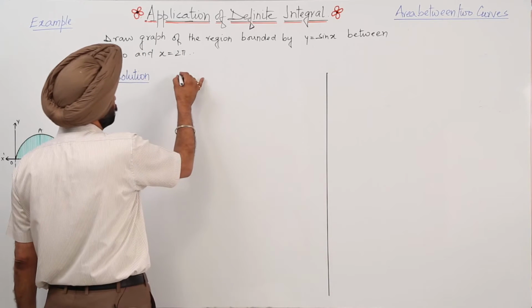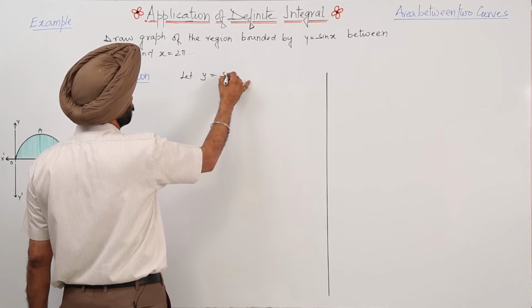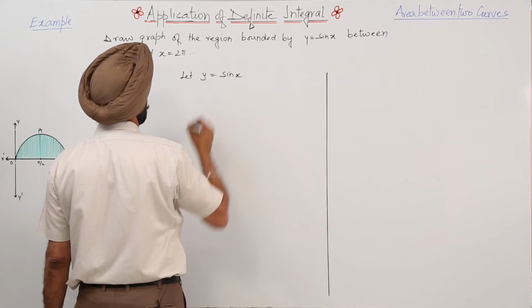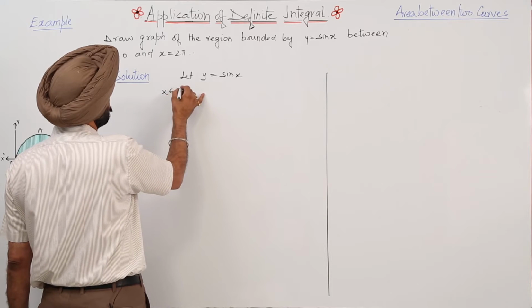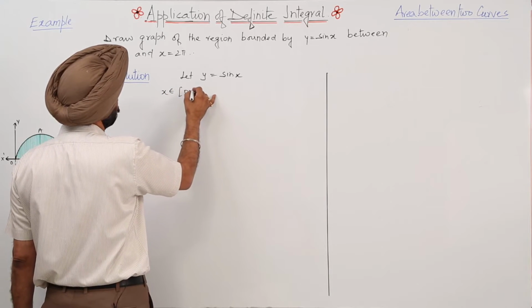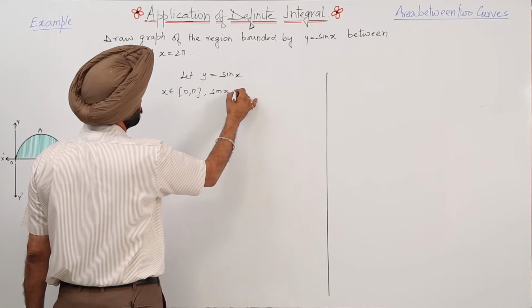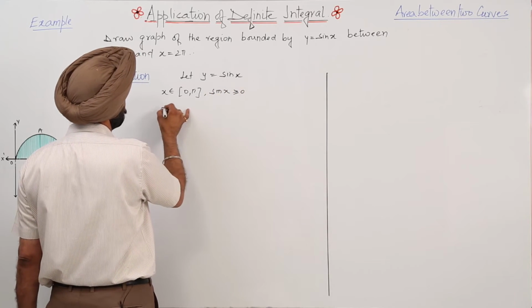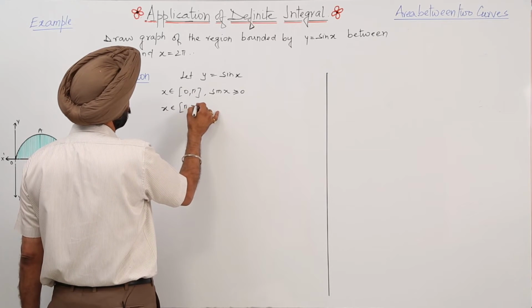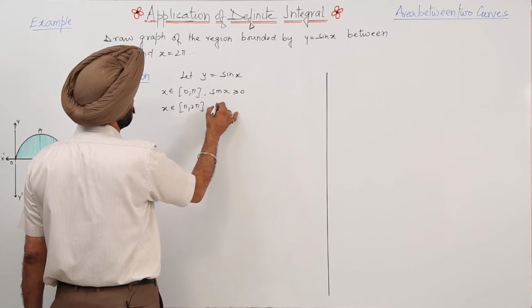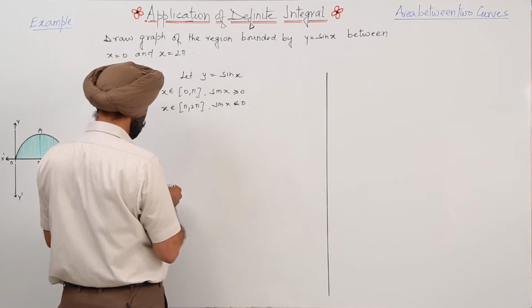Now, let y is equal to sin x. Now, x belongs to 0 comma pi, sin x is greater than or equal to 0, and x belongs to pi comma 2 pi, sin x is less than or equal to 0.